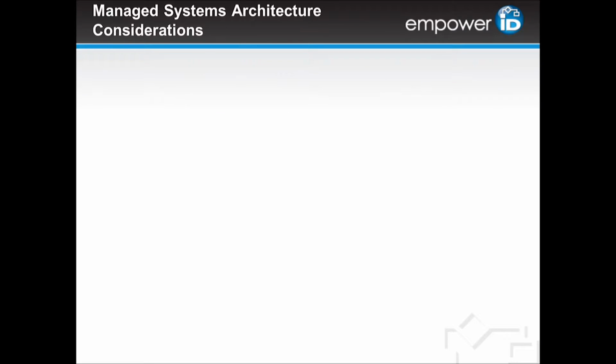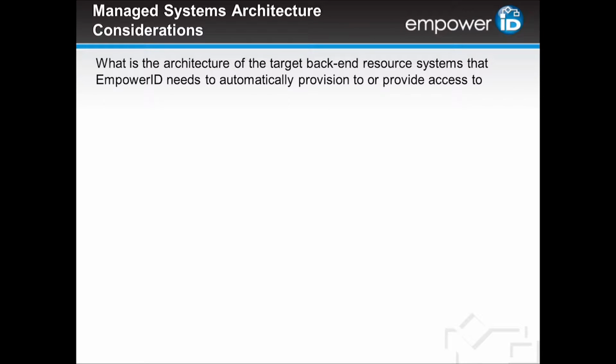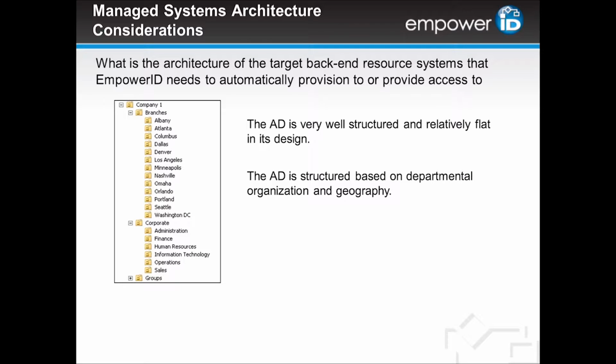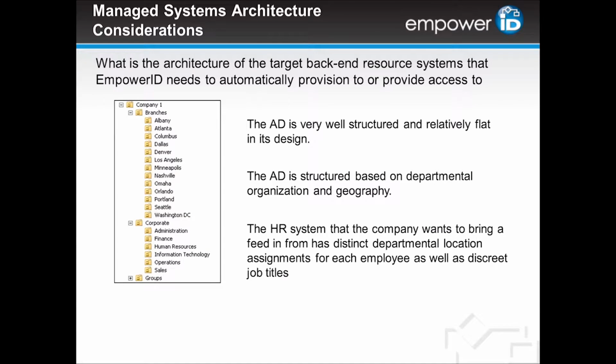Now the next thing we need to ask ourselves is, what is the architecture of the target back-end resource systems that we're going to need to automatically provision to? So the Active Directory for this particular company is noted here. It's got OUs. It's a relatively flat structure with OUs for the different branches and then OUs for the various divisions. And it's flattened out. We don't have specific OUs for departments and such like that. It's structured based on that departmental organization geography.